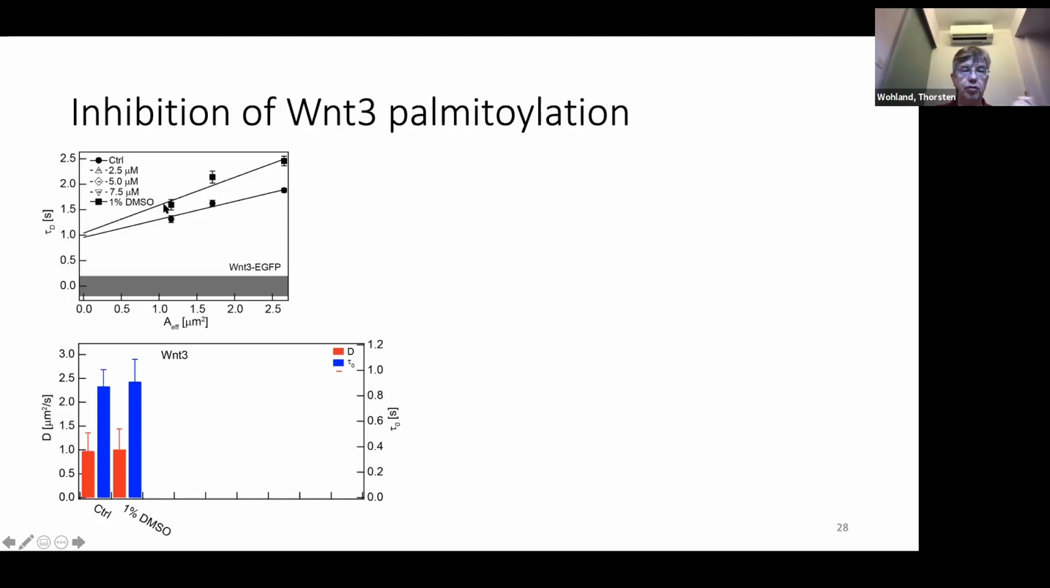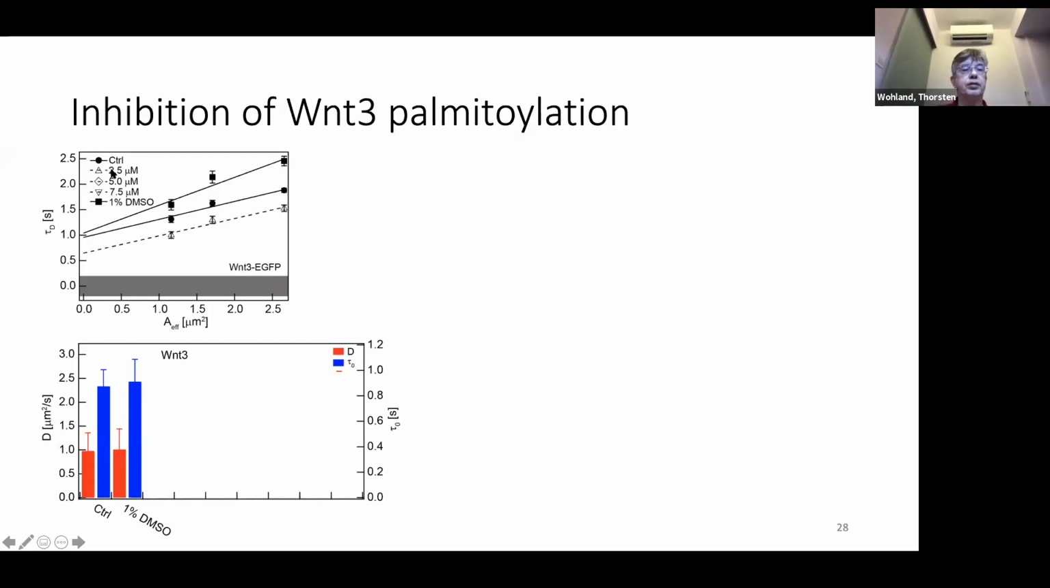If I put our fish in 1% DMSO, that's our control, because later on we're going to use the DMSO for the drug treatment, and we get basically the same data. So here you see the diffusion coefficient, in red on the left, and the intercept, in blue on the right.